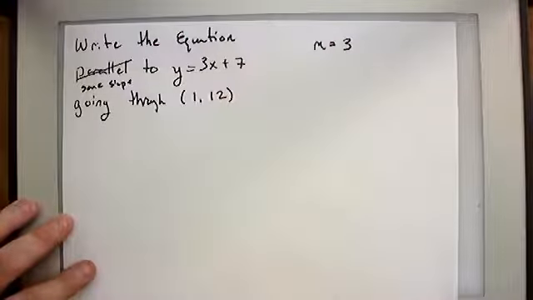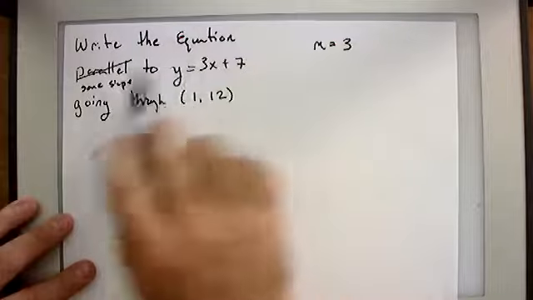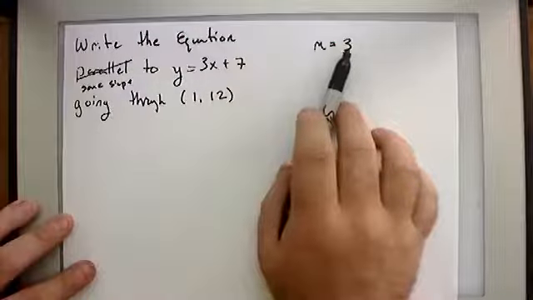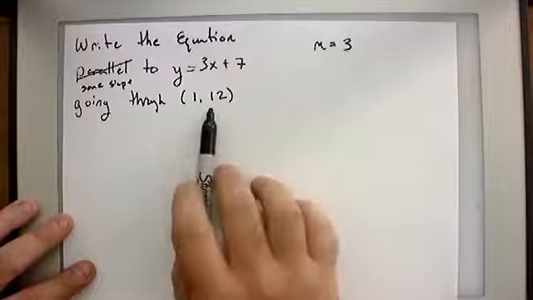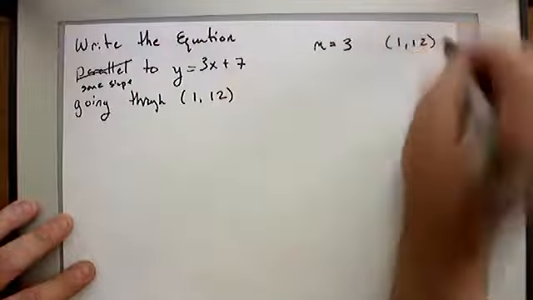They wouldn't be parallel, they'd be identical, right? Their line is y equals 3x plus 7. You want one parallel to it, so it does need to have the same slope of 3, but it needs to go to a different point. So what we have is 3 and (1, 12).